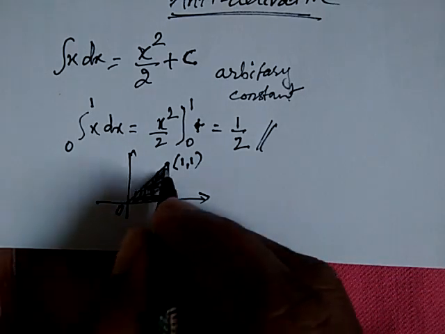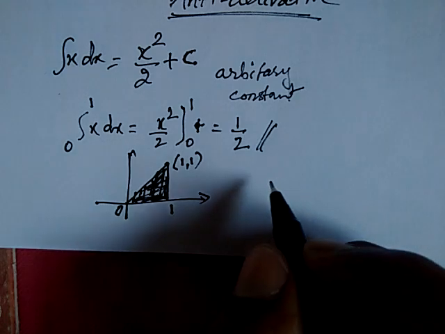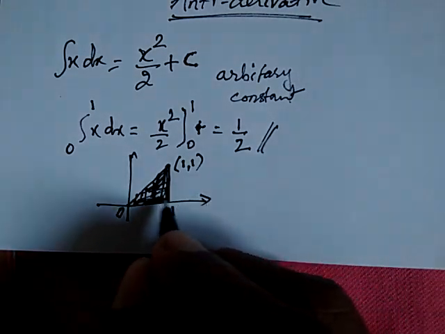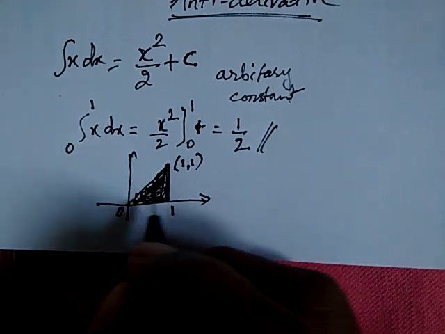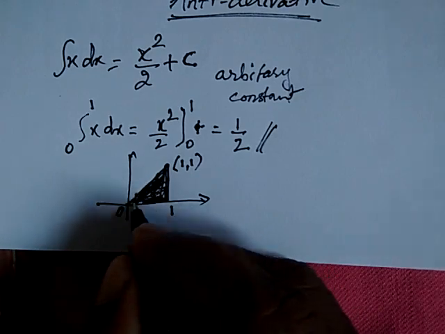So this is nothing but your right angle triangle. If I solve by the right angle triangle formula, half into base into height, this is 1 and this is also 1, half into 1 into 1, that is again half. So like that you can take this one. Okay, like that you can remember.